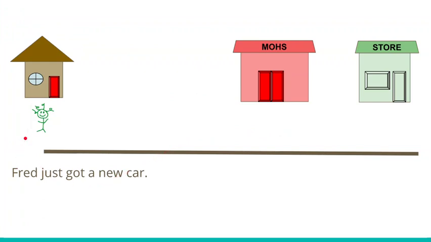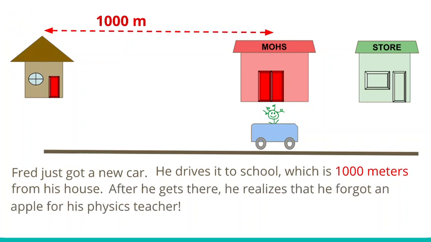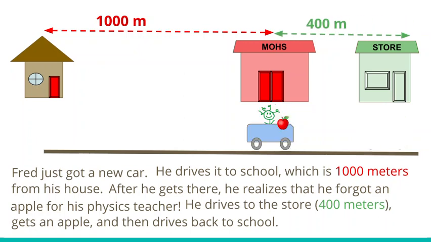This is Fred. Fred just got a new car. He drives it to school, which is 1,000 meters from his house. After he gets there, he realizes that he forgot an apple for his physics teacher. He drives to the store, 400 meters away, gets an apple, and then drives back to school. How far did he go?